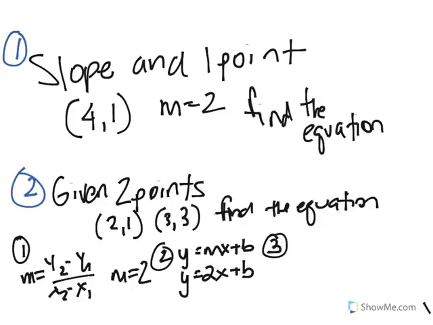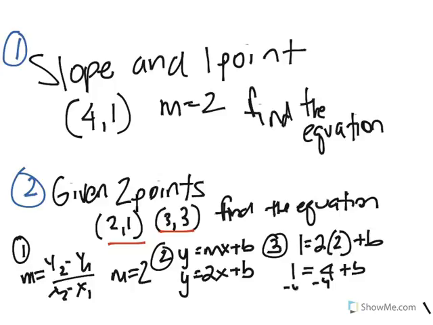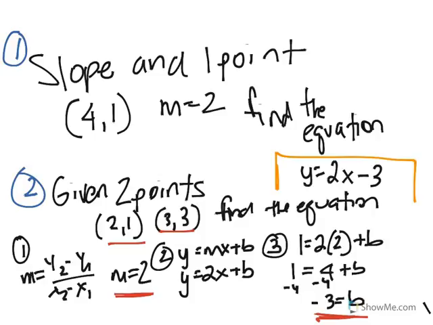Then you pick a point and plug it in to solve for b. So you pick one of these 2 points from the given points. So I'm going to pick the first one. And I'm going to get 1 equals 2 times 2 plus b. 4 plus b equals 1. Minus 4, negative 3 equals b. Then you have to take the m that you found and the b that you found and put it into the equation. You'll get y equals 2x minus 3. That's how you find the answer to these types. So those are the two different types of slope problems that you'll see.